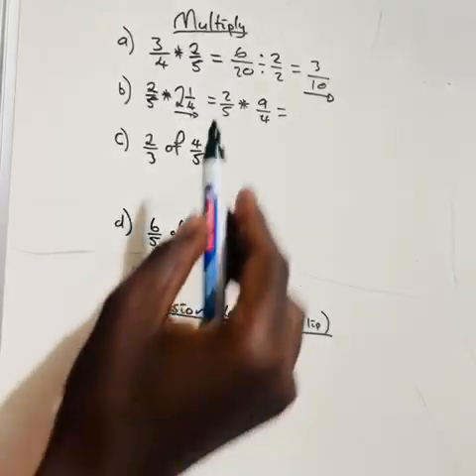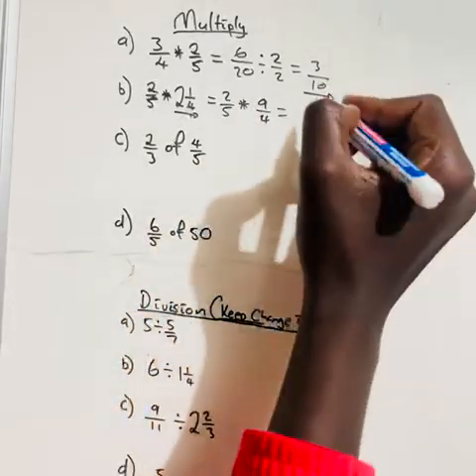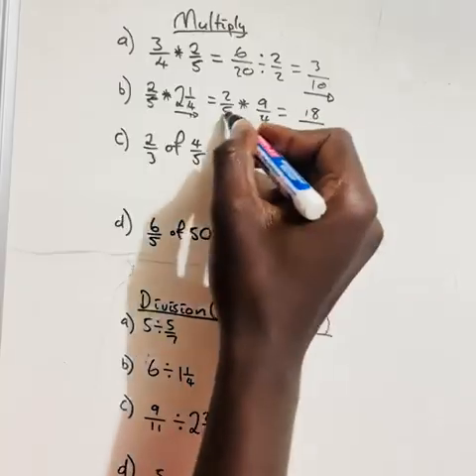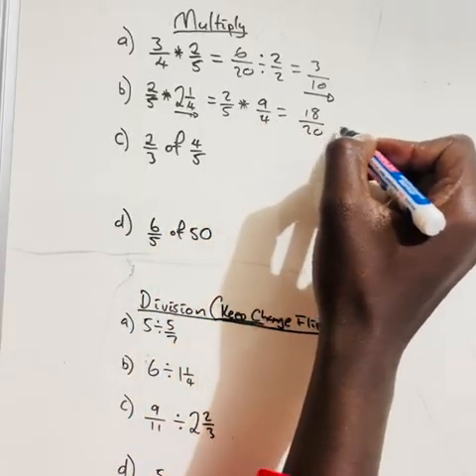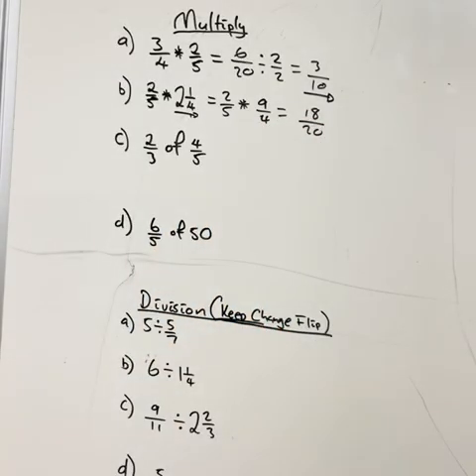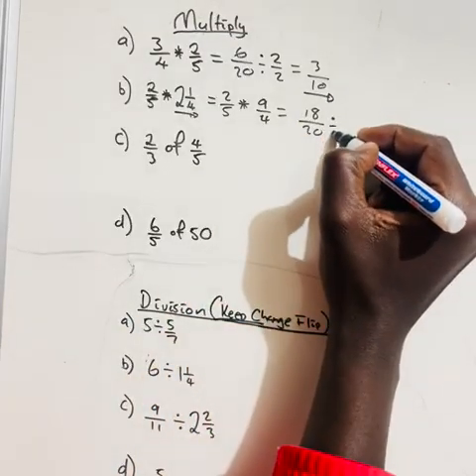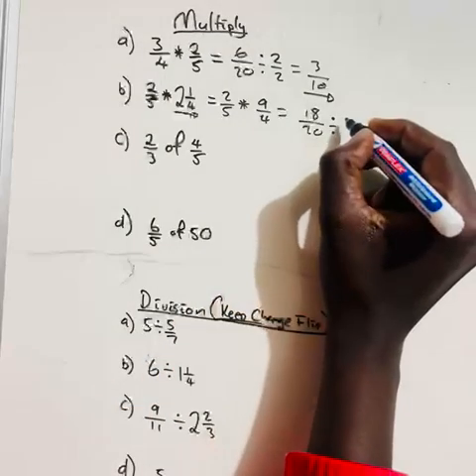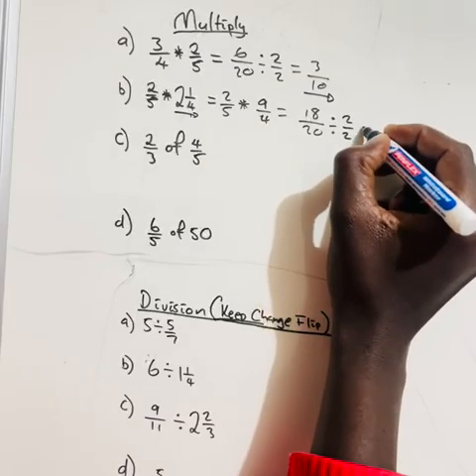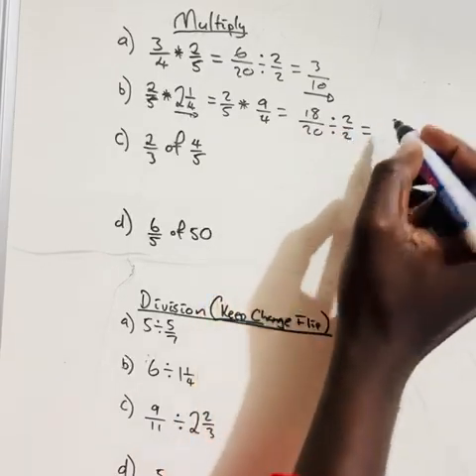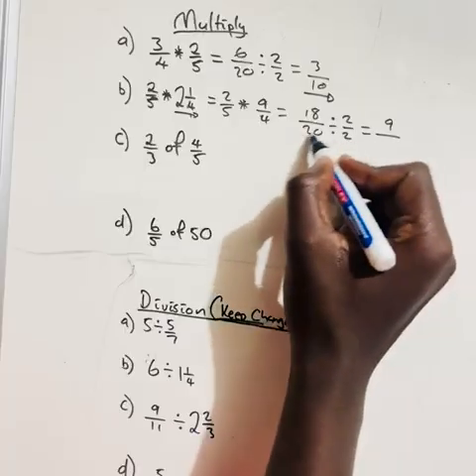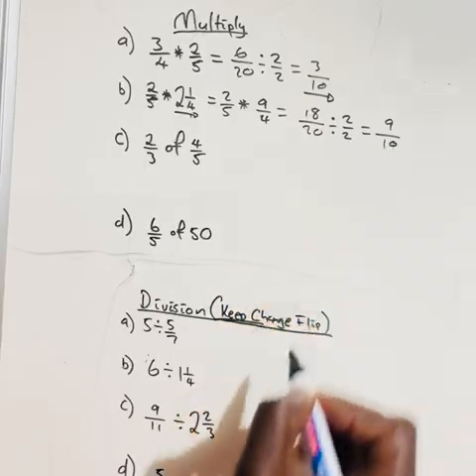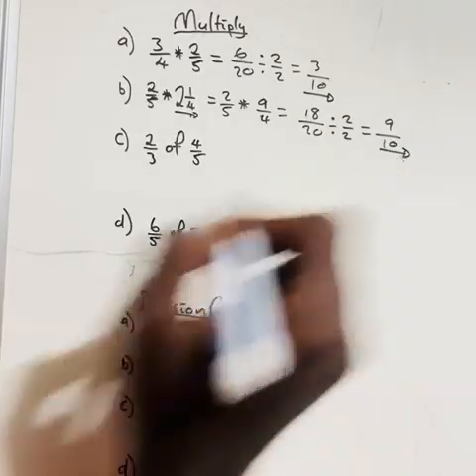Now we say 2 multiplied by 9, which is equal to 18 over 5 multiplied by 4, which is equal to 20. Now we ask, is there any common factor for 18 and 20? The answer is yes. Which number are we going to be using here? In this particular instance, we're going to use number 2 again. So we say 2 over 2: 18 divided by 2 is equal to 9 over 20 divided by 2 is equal to 10. 9 over 10. And this is our final answer.